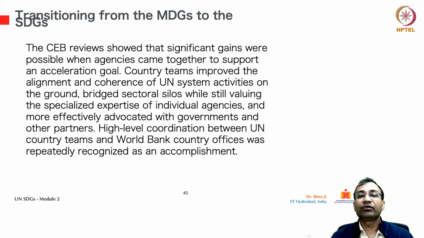The CEB reviews showed that significant gains were possible when agencies came together to support an acceleration goal. Country teams improved the alignment and the coherence of UN system activities on the ground, bridged sectoral silos while still valuing the specialized expertise of individual agencies, and more effectively advocated with governments and other partners. High-level coordination between UN country teams and World Bank country offices was repeatedly recognized as an accomplishment.